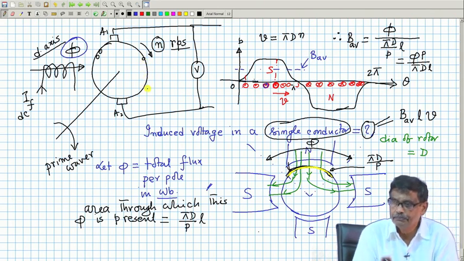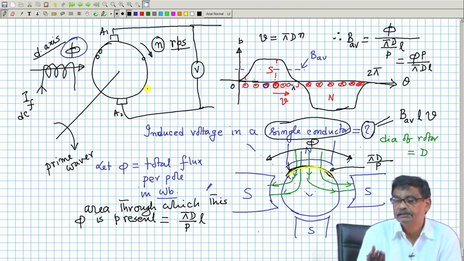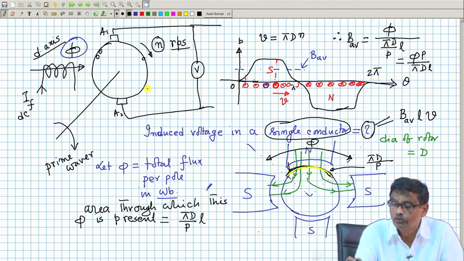Pi d is the perimeter. In one rotation pi d, in 1 second it makes n rotations. So, in 1 second it will move by so much meter per second, is it not, and that is the thing.